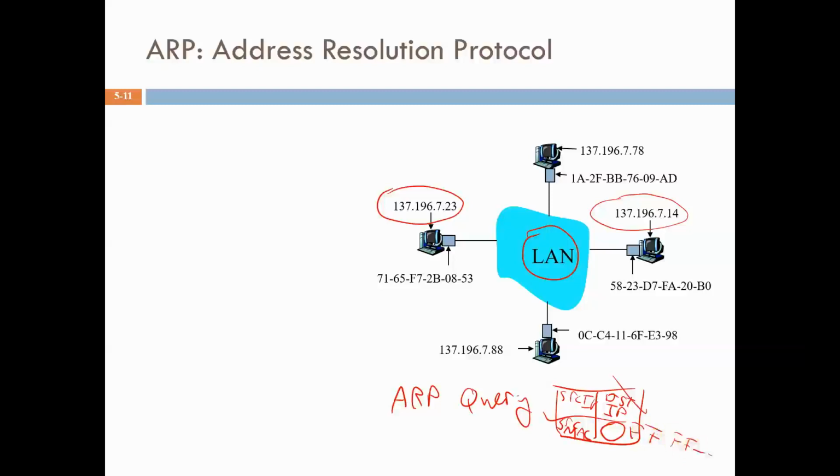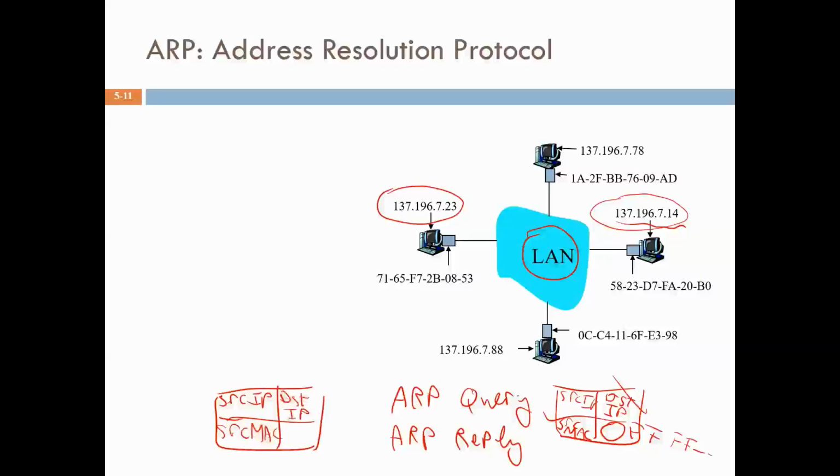Now, because it's all ones, everyone in the local area network will receive it, but only the one that owns the destination IP address will respond with an ARP reply. The ARP reply has the same fields. The source IP address is now the address of the one that received the query and is responding to it, so it's going to be 137.196.7.14. The destination IP is the IP address of the one that is requesting this MAC. The source MAC address is that of the one now sending the packet, this MAC. And the destination MAC address is the one that was the source MAC in the ARP query.